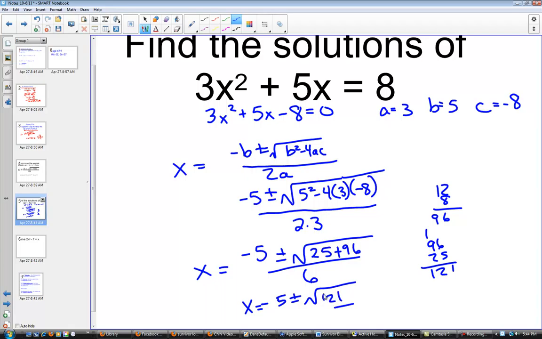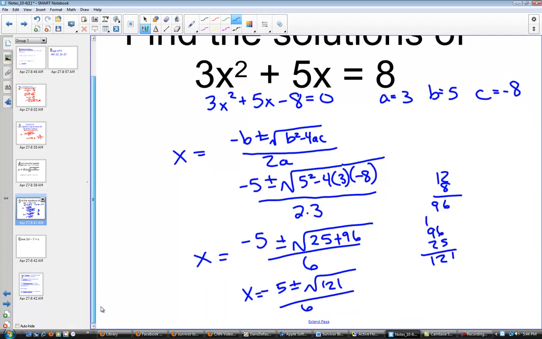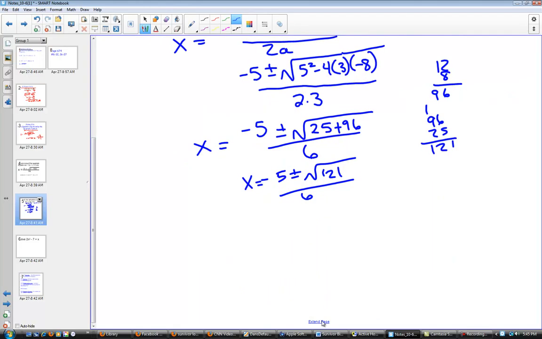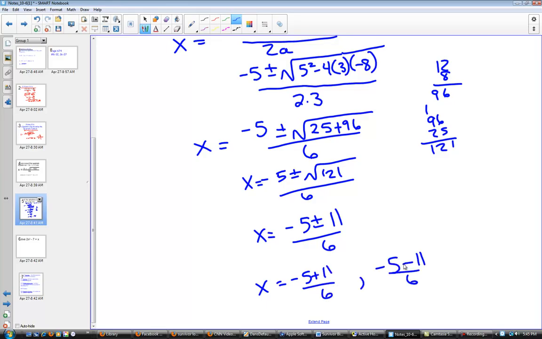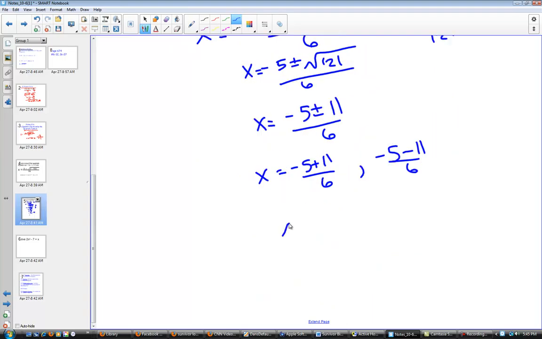121. Woohoo! It's a perfect square. We're excited, right? So we get x equals negative 5 plus or minus 11 all over 6. So we're going to get negative 5 plus 11 over 6 and negative 5 minus 11 over 6. Okay, we're going to get two roots.